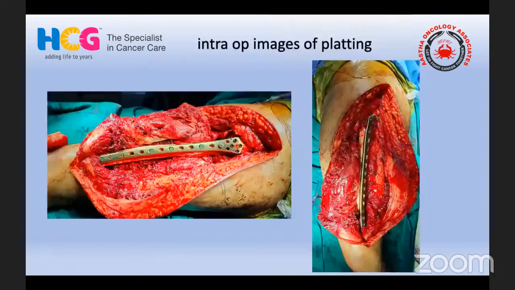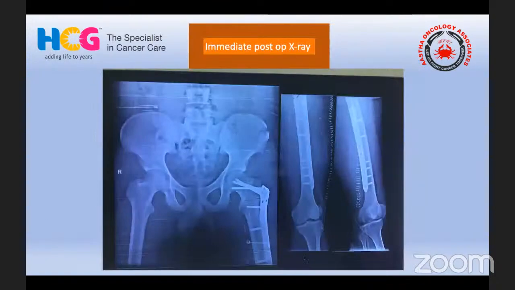So after that, we put the opposite side distal femur plate on the proximal part. This is how it looks, and this is the immediate post-op x-ray. In this case, I had also put a graft from the iliac crest, same side. This is the immediate post-op x-ray, which has expanded till the normal area.